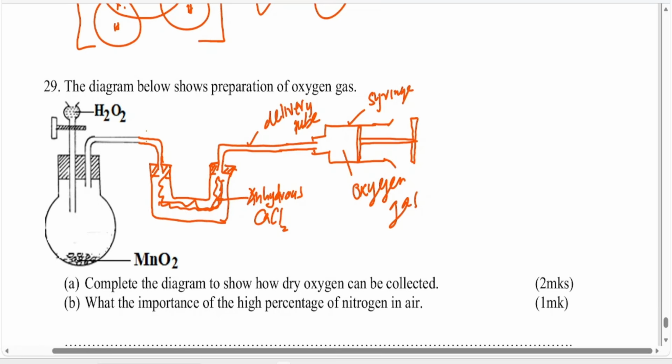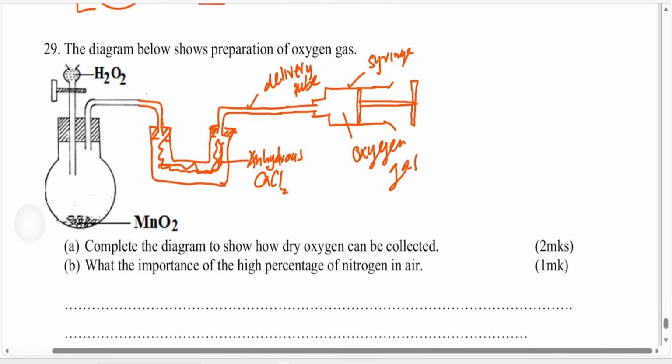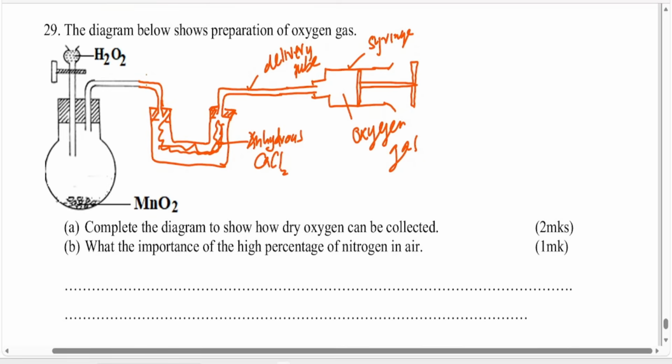We use these methods when you're not sure of the method of collection. Most of you find using downward delivery. Remember, oxygen is less dense than air, so we don't expect you to use downward delivery. So when you're not sure of the method that you're supposed to use, just use a syringe and you score the total marks. What is the importance of the high percentage of nitrogen in air?